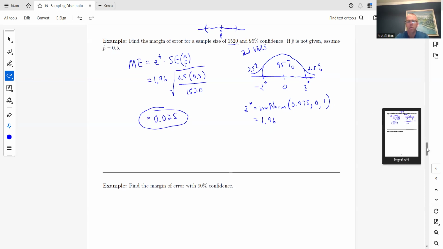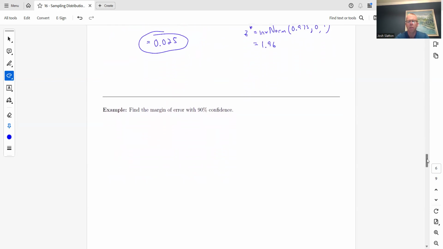All right, now find the margin of error for 90% confidence. And so it's going to be the same thing. Standard error, of course, is not changing because we're still using the p hat from the last example. So the only thing that's changing now is the z star. And so you can do the same thing that we did on the last one. 0 goes in the middle, and now we're going to find negative z star and z star so that 90% is between these two. And if 90% is between these two, that leaves 10% in the tails. Half of the 10% is over here. Half of the 10% is over here.